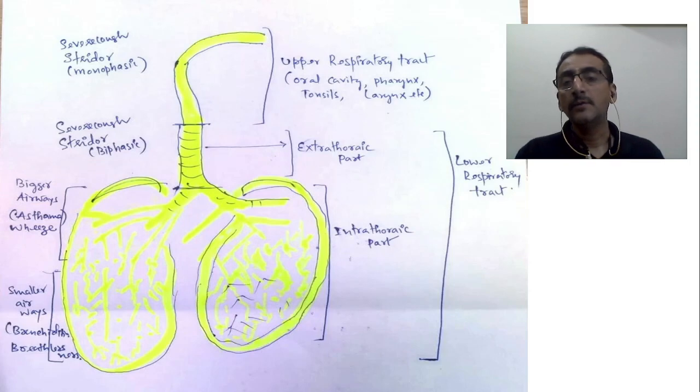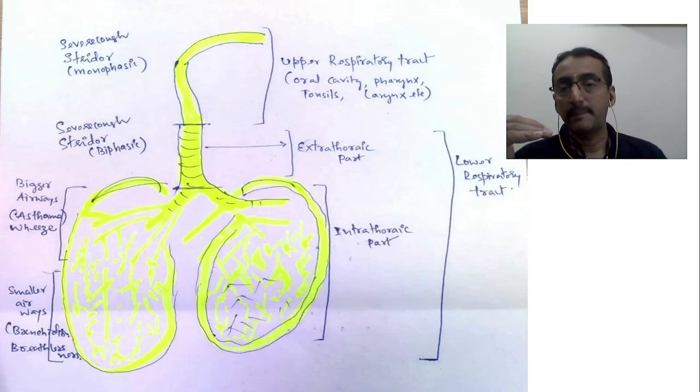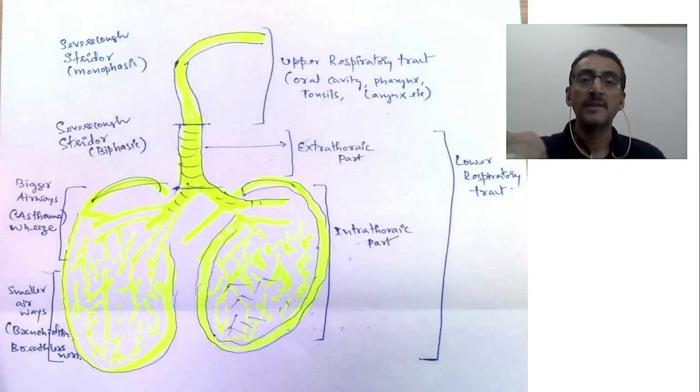Now, this is the picture that we have to understand. The total respiratory tract is divided. It's a very crude picture, just for understanding purposes. A respiratory tract is divided basically into upper respiratory tract and lower respiratory tract. In the upper respiratory tract, we have the oral cavity, then the pharynx, the tonsils and larynx, etc. Then we have the lower airways.